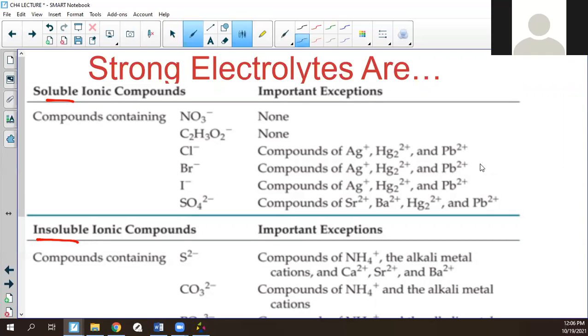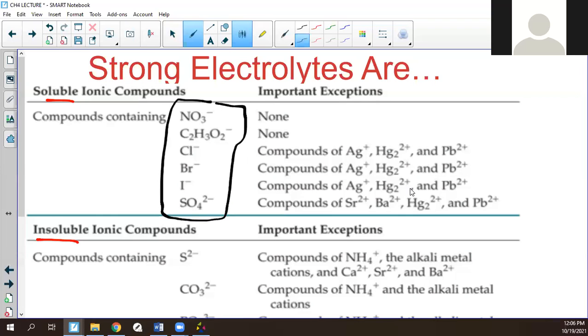In 2013, they removed the requirements for you to memorize the rules for solubility. That one's gross looking. So you get them on the AP test, and I will give them on my test. So you don't have to write this down, but in case you care, strong electrolytes are compounds that contain these things.